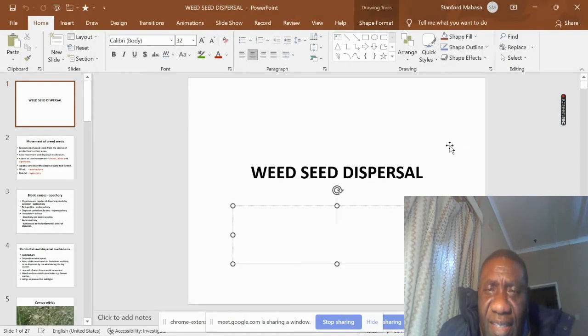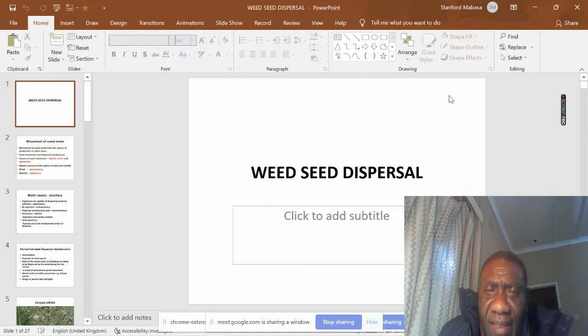Can you see this slide? Weed seed dispersal. Yes. Hello? Hello. Yes. Okay. We will just have to go through with the dispersal.